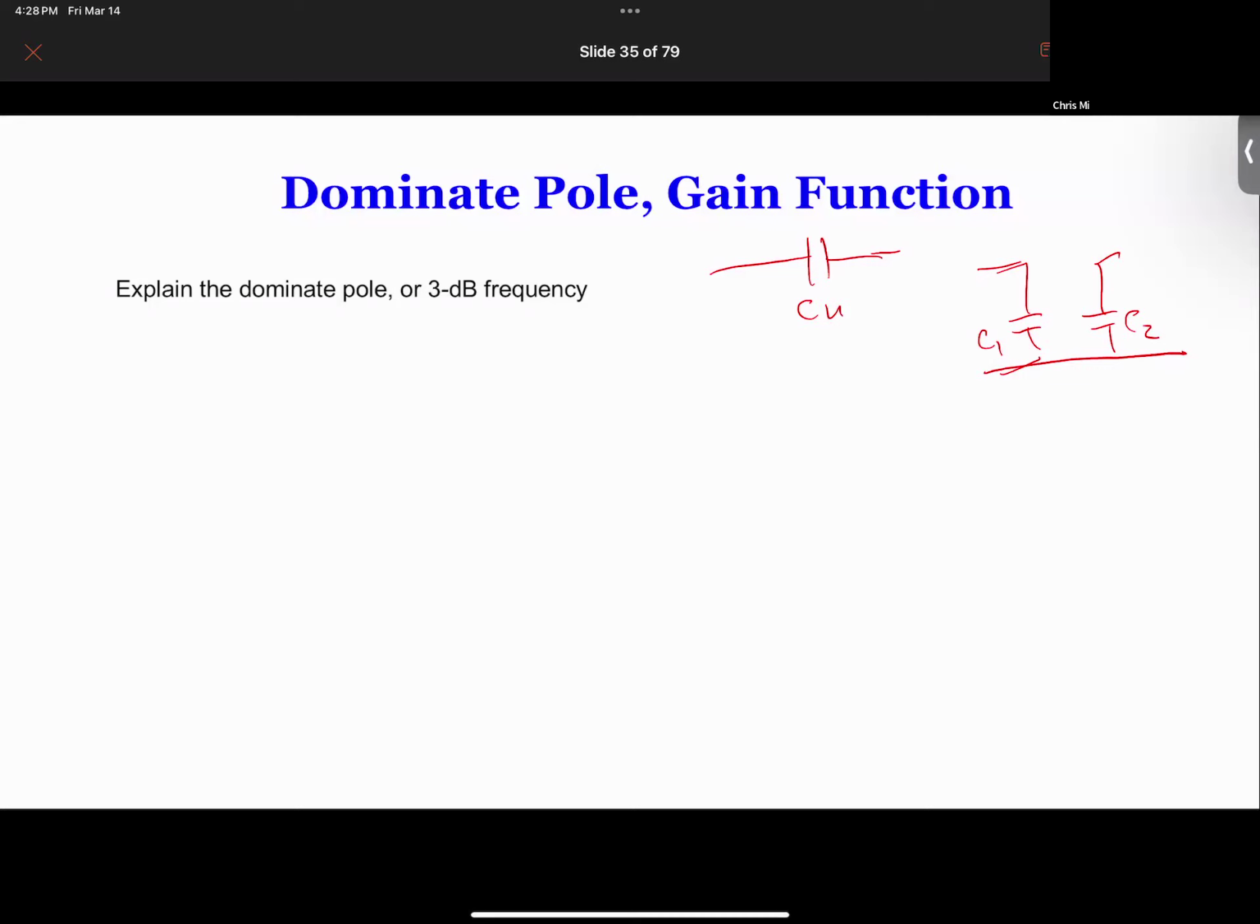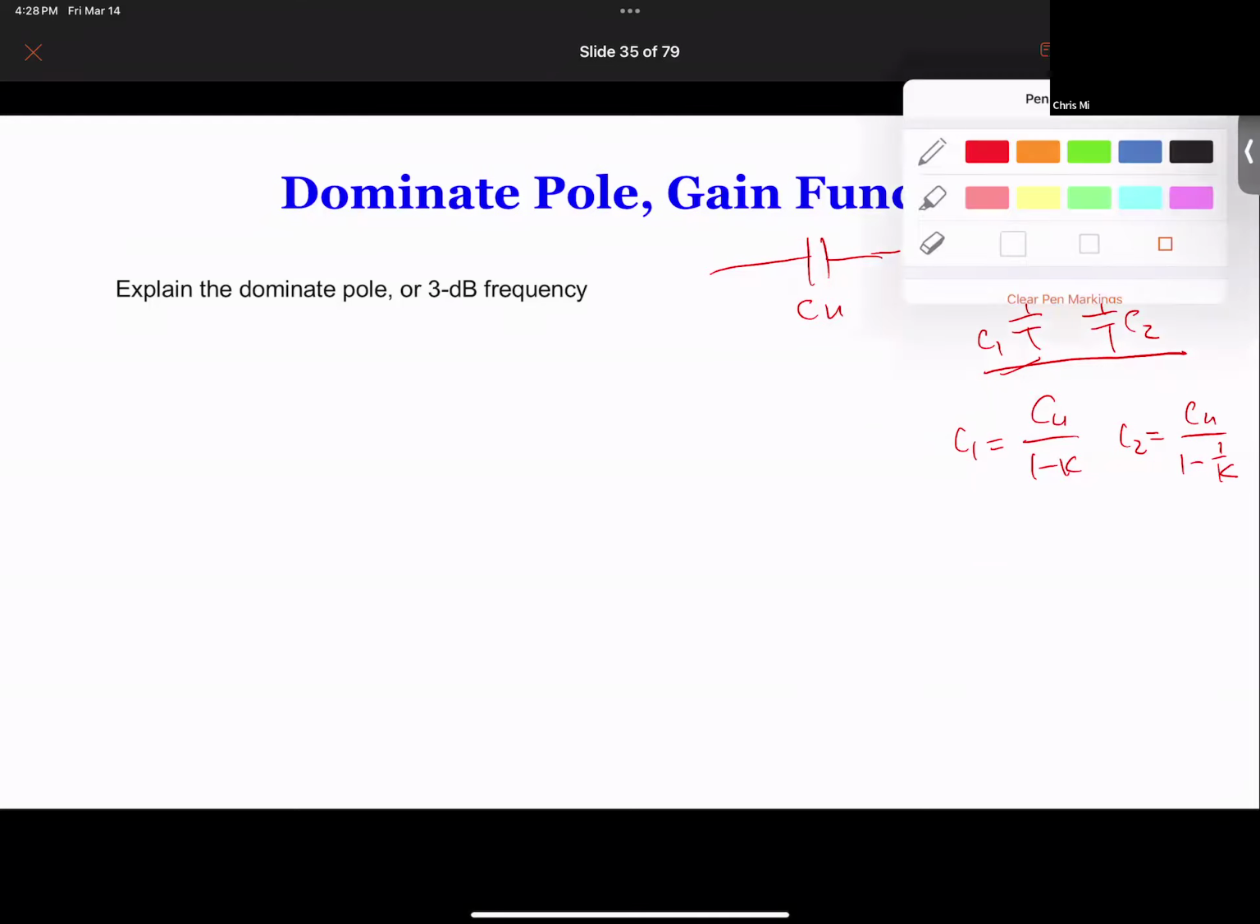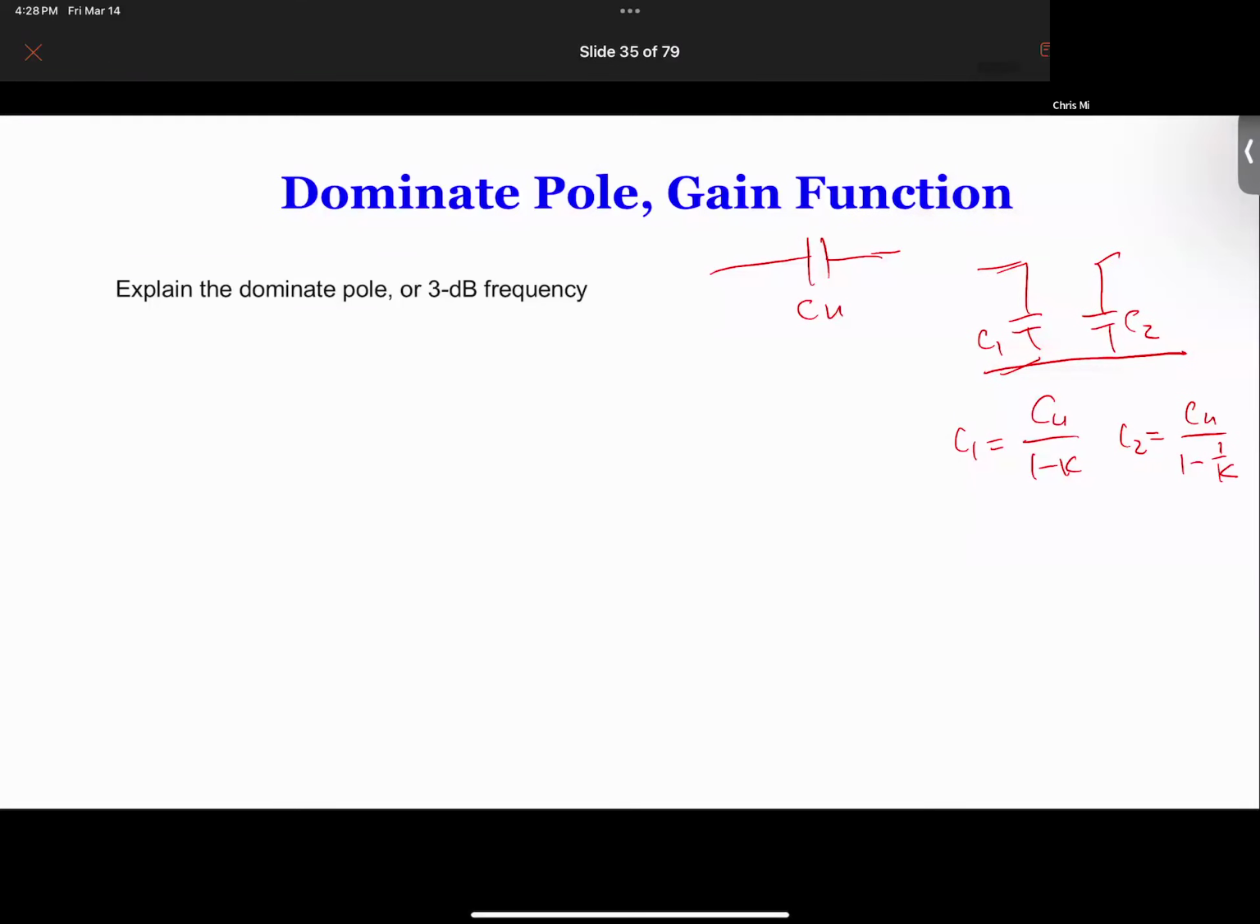For example, in this case, you have C1 equal to C mu over 1 minus K. And you have C2 equal to C mu over 1 minus 1 over K. So if you have C mu in the middle, now you break them down. If you know K, you can simply write this C1 and C2. So now your circuit becomes like two separate circuits.